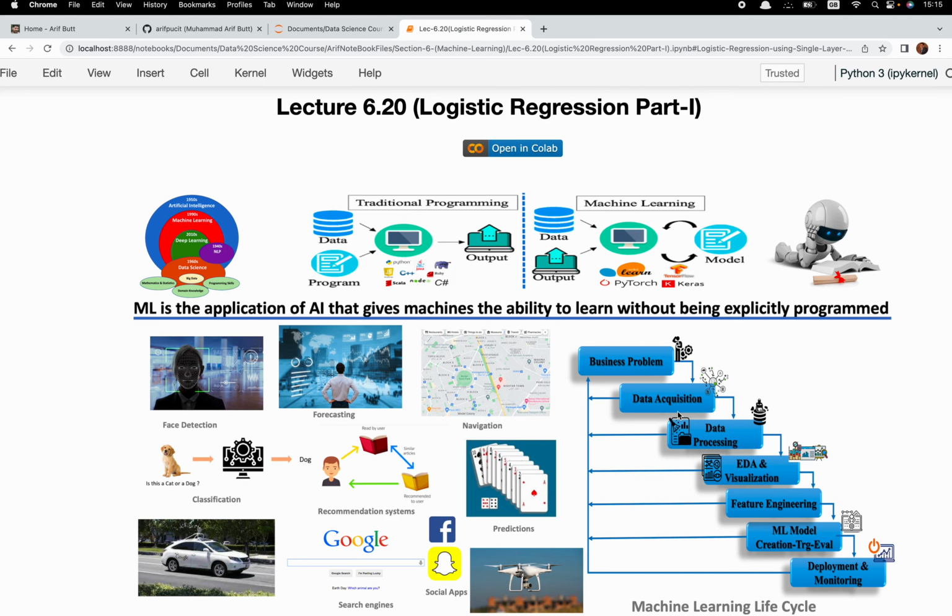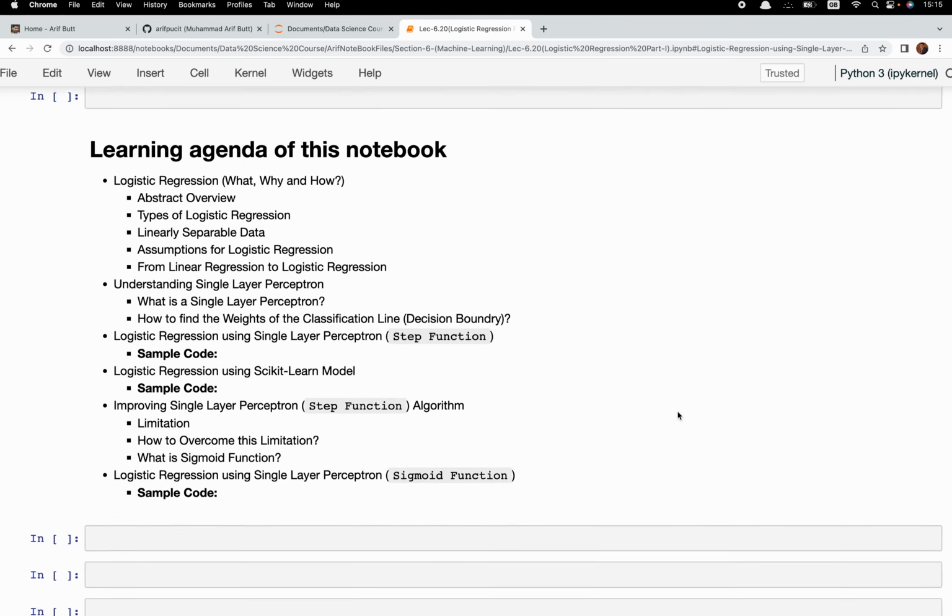Classification models include linear models like logistic regression, which we are going to study today, and non-linear models like k-nearest neighbors and kernel support vector machines, which we will study in the later part of this course. So let's move on to the agenda for today's session.